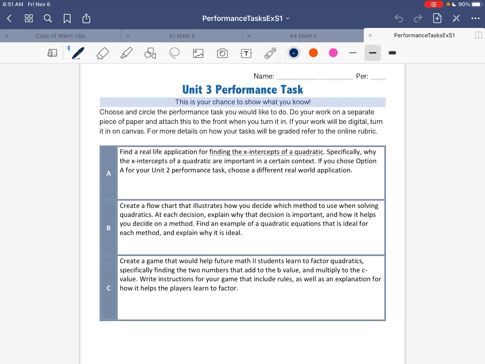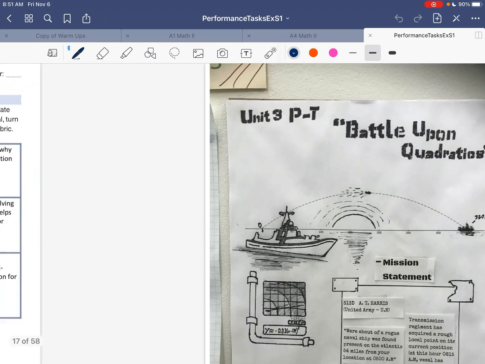Option C was to create a game that would help future Math 2 students learn to factor quadratics, specifically finding the two numbers that add to the b value and multiply to the c value. So you just write instructions for your game that include rules, as well as an explanation for how it helps the players learn to factor. So that one's a more creative option, just some way to help future Math 2 students learn to factor. I've had some really cool options on this one, and I think they're awesome. And who knows, if it's really cool, I might use it next year. Who knows? So let's go through my examples really quick.